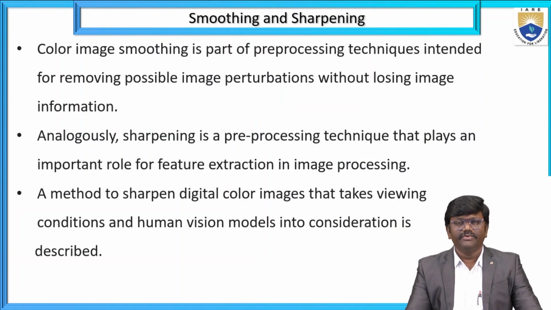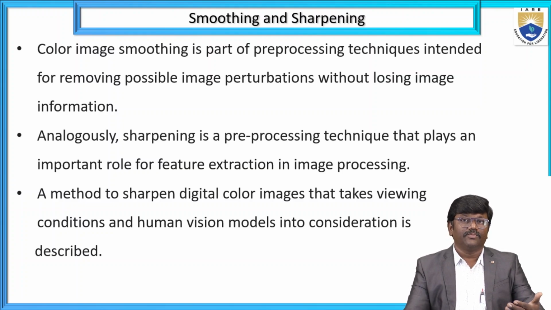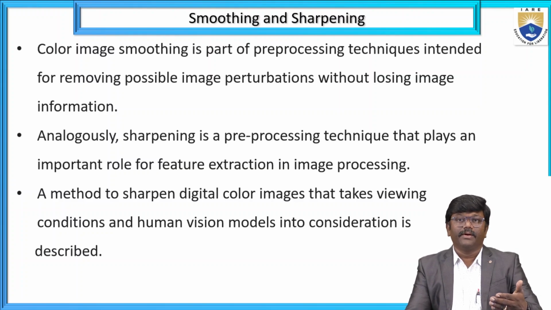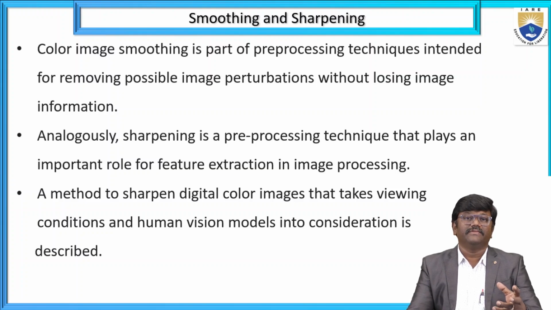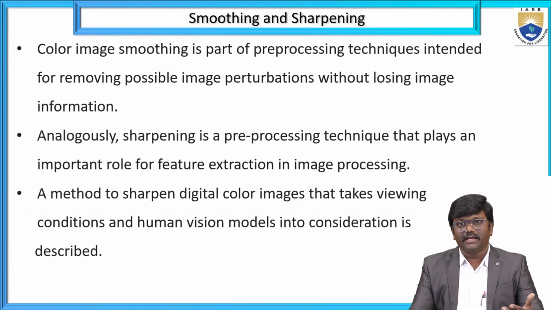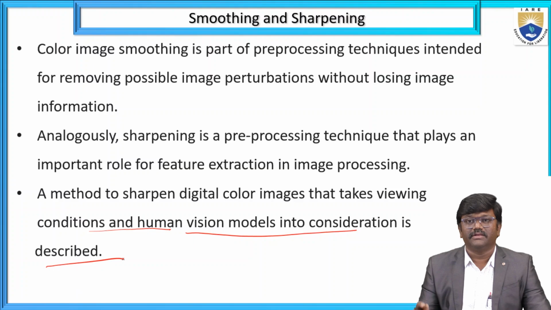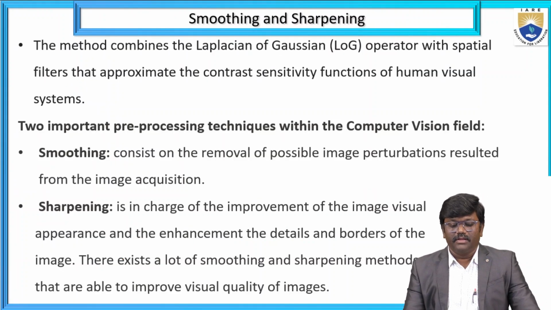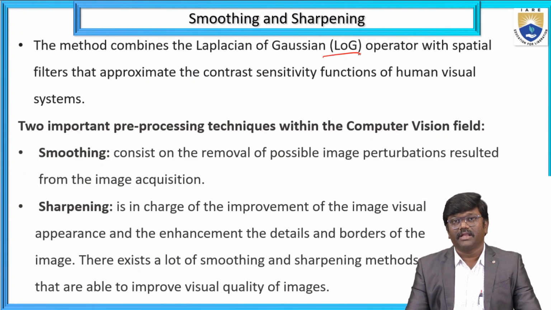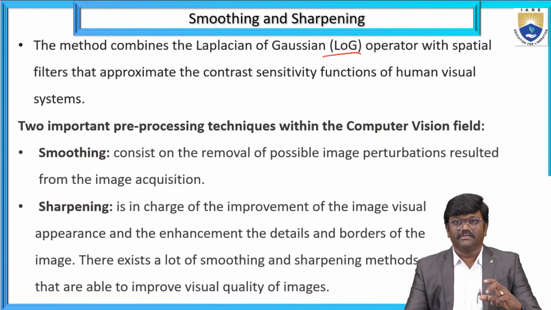So next we extend that pseudo color image processing in terms of color image, which is right now defined in terms of smoothing and sharpening. Color image smoothing is a part of pre-processing techniques intended for removing possible image perturbations without losing image information. Analogously, sharpening is a pre-processing technique that plays an important role for feature extraction in image processing. A method to sharpen digital color images that takes viewing conditions and human vision models into consideration is discussed. The method combines the Laplacian of Gaussian, that is, the LOG operator, with a spatial filter that approximates the contrast sensitivity function of the human visual system.